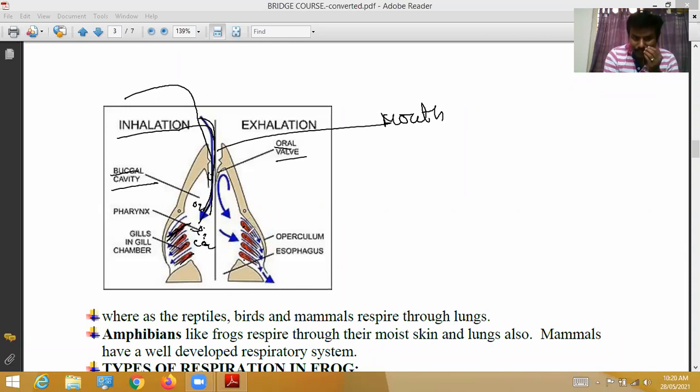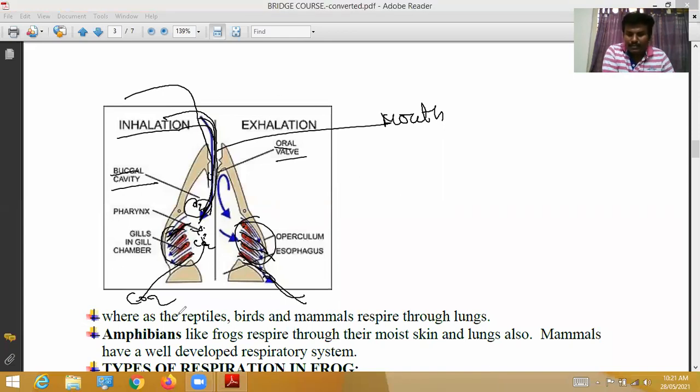Here, in between the gills, there are small gaps. Through these gaps, carbon dioxide is expelled out through water only. Excess water enters inside. In the water, the dissolved oxygen is absorbed by the gills. In the gills, some blood vessels will be there. Through the blood vessels, oxygen is supplied throughout the body parts.